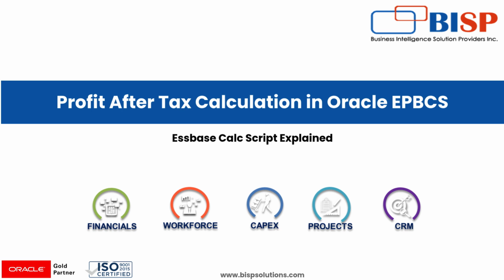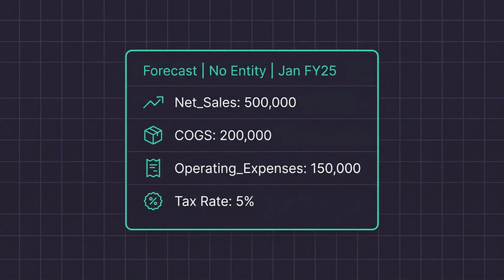If you're here to level up your Oracle EPM skills, you're in exactly the right place. In today's video, we are automating a complete profit after tax calculation inside Oracle EPBCS using a clean, optimized Essbase Calc script. And along the way, I'll also show you a common mistake in PAT scripts and exactly how to fix it the right way. Let's get into it. Let's set the scene.